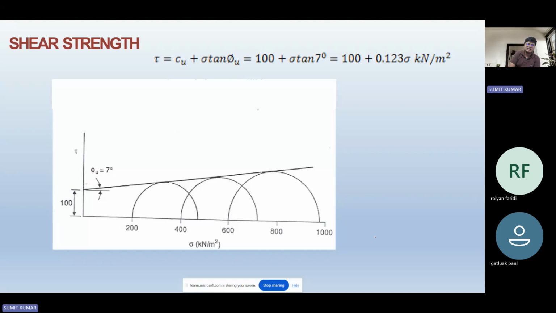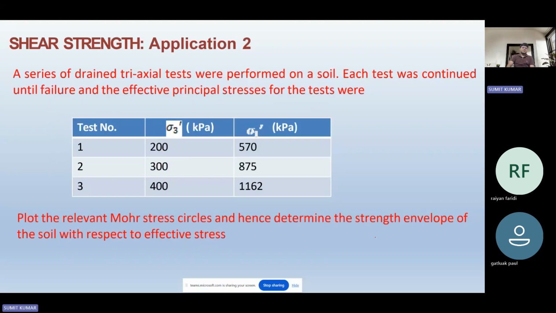So 100 is the value of cohesion, and phi comes out to be the angle with the horizontal, 7 degrees. So the angle of internal friction is 7 degrees. Now we apply our equation tau equal to c plus sigma tan phi. So tau equal to 100 plus sigma tan 7, and sigma is not known to us at this point of time, so we write the Coulomb equation as 100 plus 0.123 sigma in kilonewton per meter square. This is our answer, which we obtained from the result of the triaxial test under normal condition.